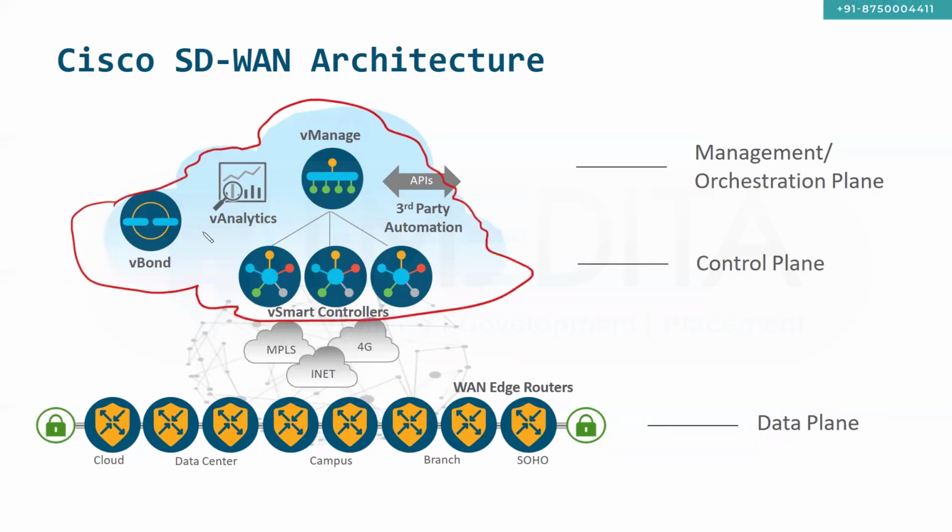It's like a brain. vAnalytics is not a mandatory component. It's not much needed, but it's an optional component if you want to subscribe to it. The only purpose of vAnalytics is to provide you attractive reports. If you want to generate reports of your network infrastructure, like what the bandwidth usage is for a specific branch, or which applications are most accessed by the end users, all those sorts of reports can be generated from vAnalytics.